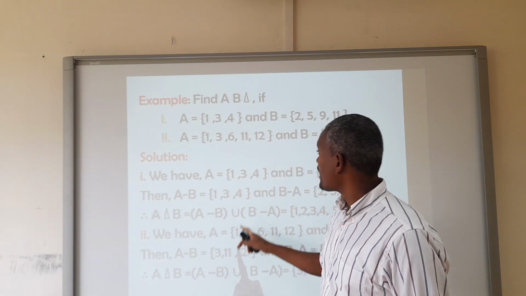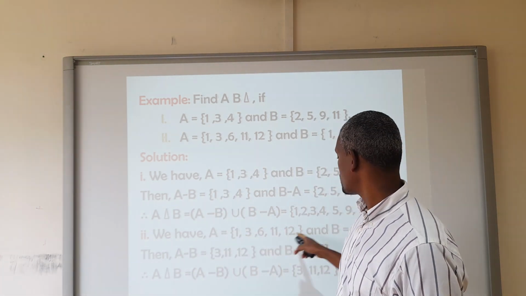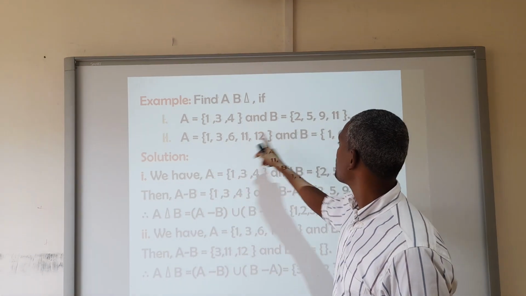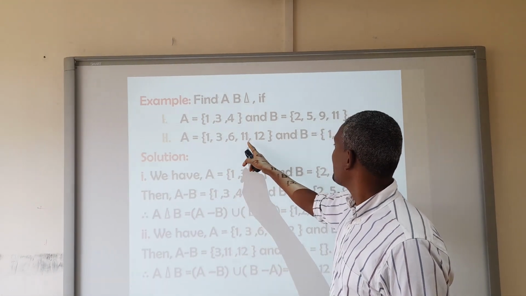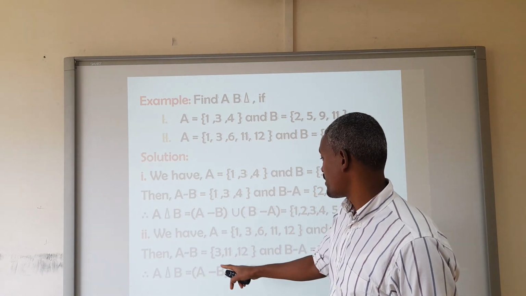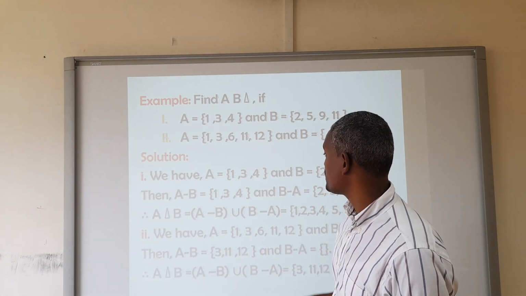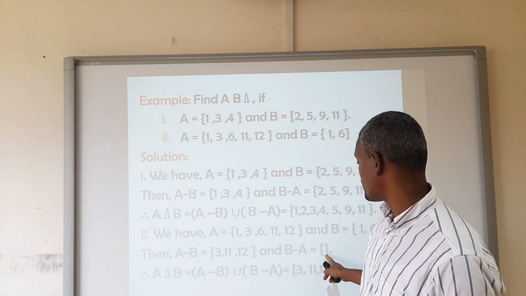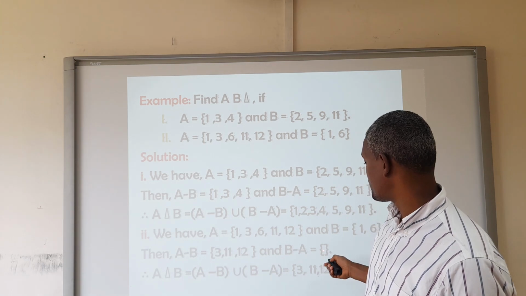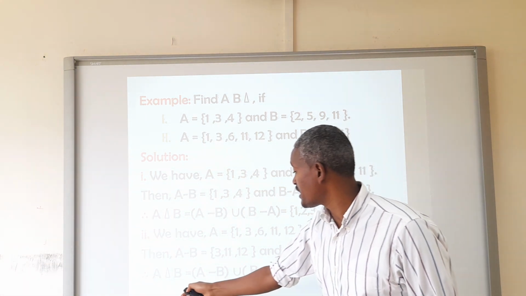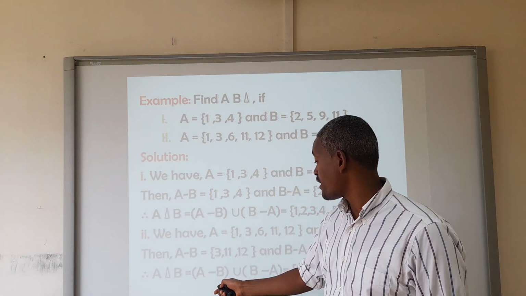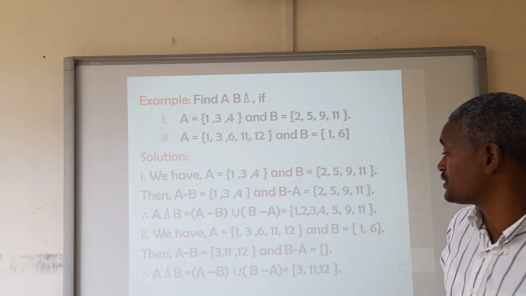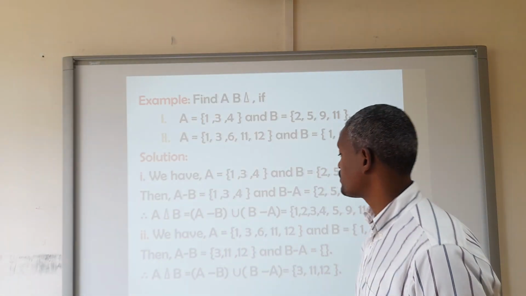And here A is 1, 3, 6, 11, 12 and B is 1, 6. So A without B is 3, 11, 12. And B without A is the empty set. You can see it clearly. Then the symmetric difference of A and B is A without B union B without A, which is 3, 11, 12.